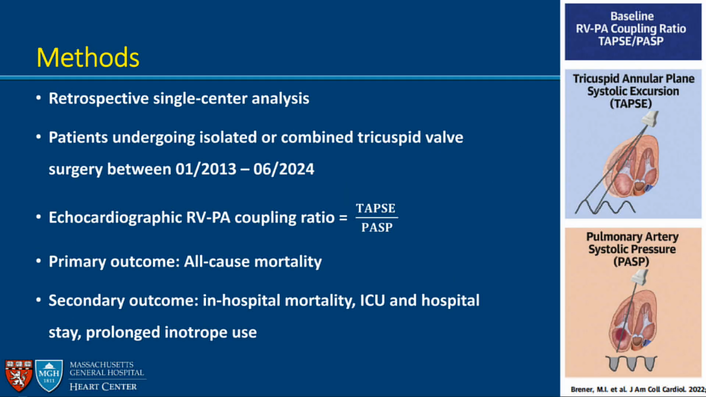Our study is a retrospective single-center analysis where we included patients who underwent either isolated or combined tricuspid valve surgery between 2013 and 2024 and had sufficient pre- and post-operative imaging. RVPA coupling was calculated by dividing the TAPSE by the pulmonary artery systolic pressure, and our primary outcome was all-cause mortality. Secondary outcomes were in-hospital outcomes such as mortality, ICU and hospital stay, and the prolonged use of inotropes post-operatively.